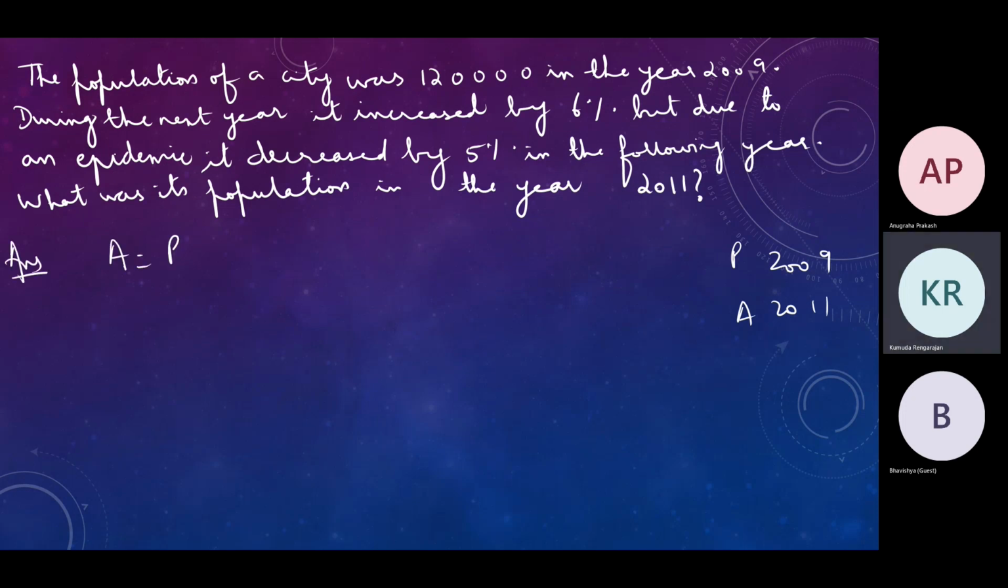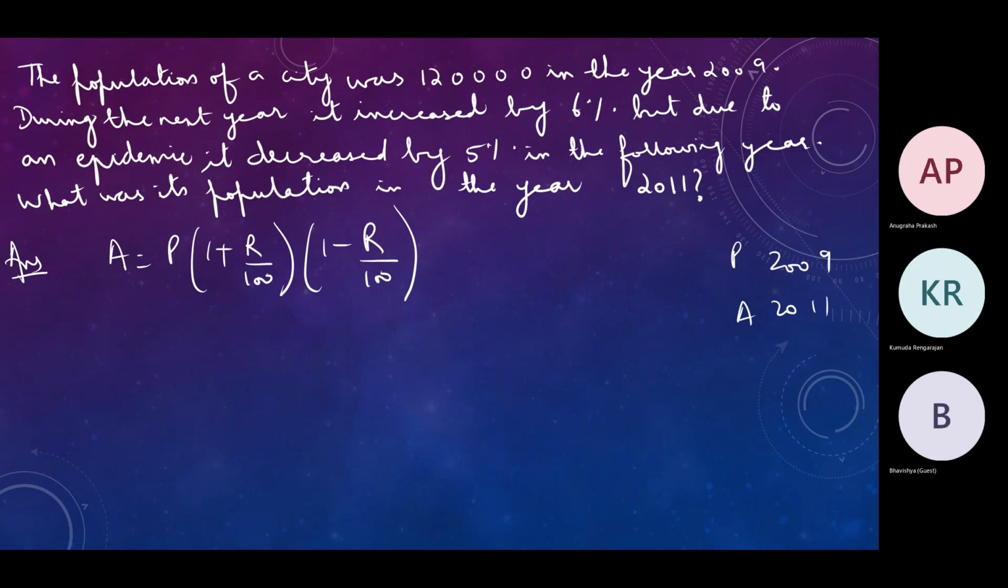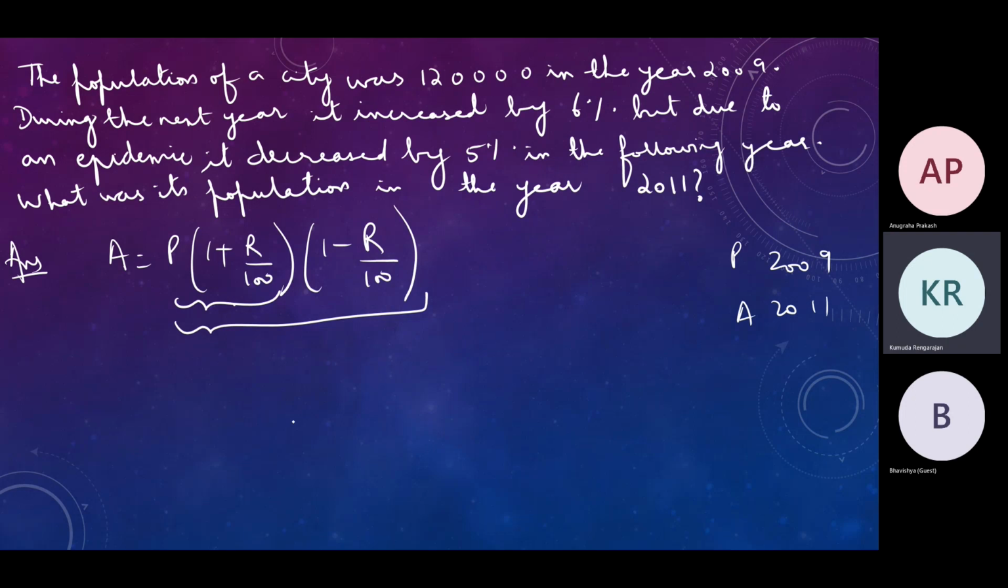Amount is equal to P into 1 plus R by 100 for the first year, into 1 minus R by 100 for the second year. The power is 1 only in both because each year the percentage is different. So it will not be the power 2 or whatever. Each year the percentage is different. First year it increases, so into 1 plus R by 100. Second year it decreases, so 1 minus R by 100.